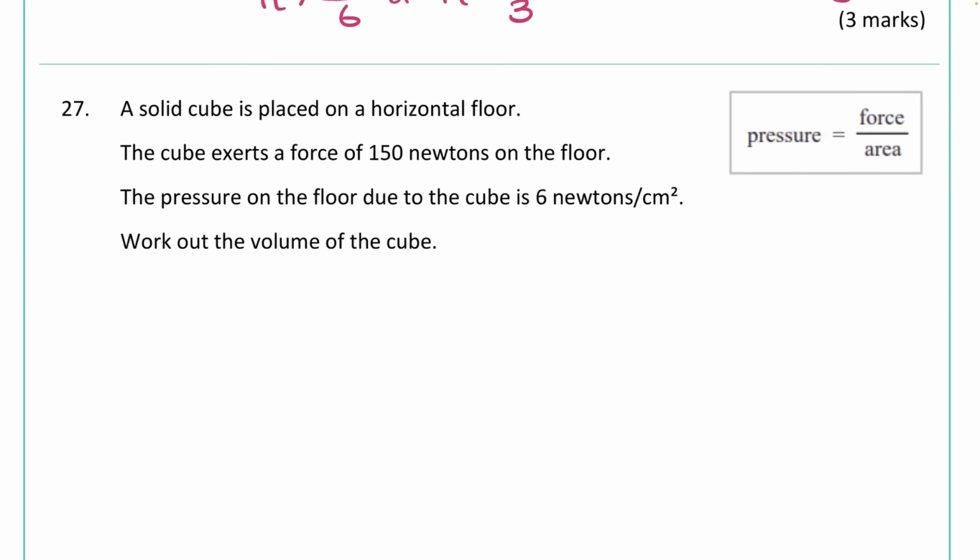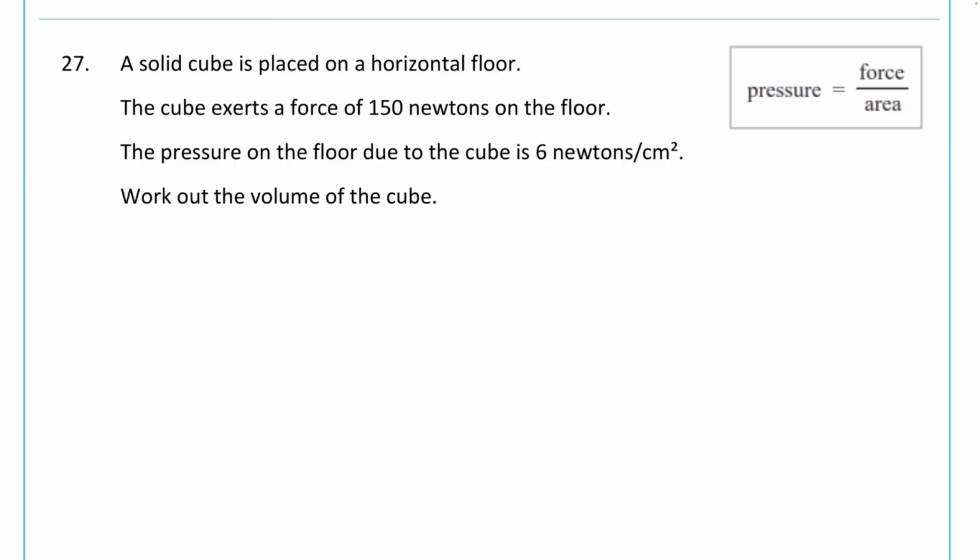The next question is looking at pressure, force and area. It says a solid cube is placed on a horizontal floor. The cube exerts a force of 150 newtons on the floor. The pressure on the floor due to the cube is 6 newtons per centimetre squared. Work out the volume of the cube. Right, not the nicest because it's looking at the volume of a cube. Now the formula up there, we are given 2 of the pieces.